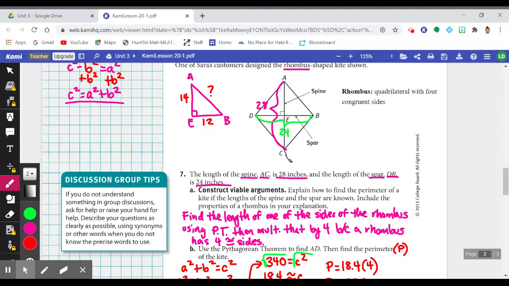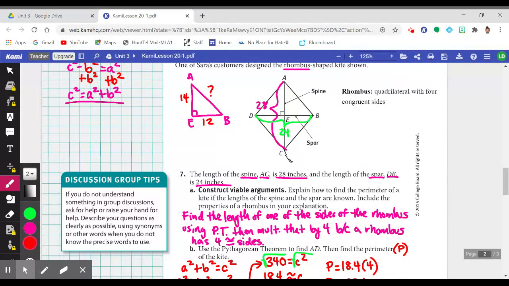If you think about it, if all 4 of these sides are in fact congruent, if I find one, then I can multiply that by 4 to find the perimeter. So I said to find the length of one of the sides of the rhombus using the Pythagorean theorem, then multiply that by 4 because the rhombus has 4 congruent sides.